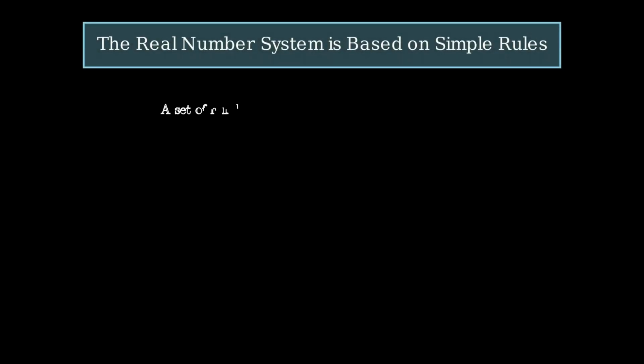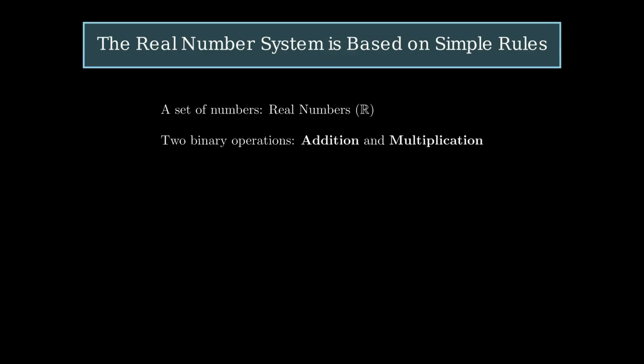The real number system is based on simple rules. It relies on the existence of a set of numbers plus two binary operations. In Algebra 1, the set of numbers used is the real numbers, denoted by R, and the two binary operations are addition and multiplication.